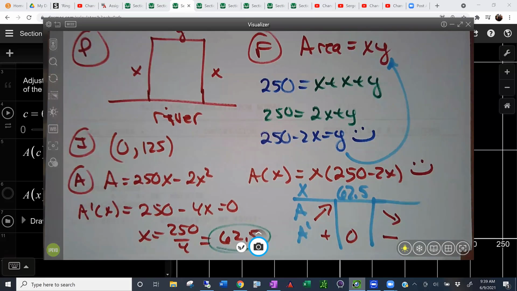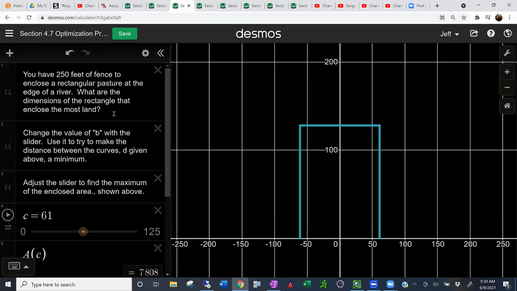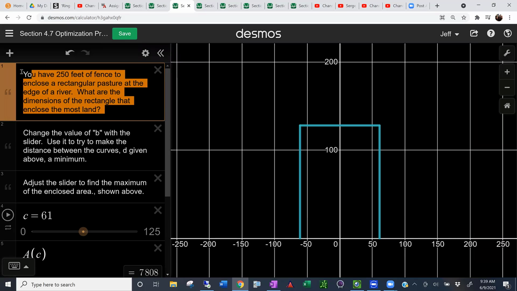Can you just remind me what the problem was asking us specifically for again? Sure, not a problem. So it's written at the top here. You've got 250 feet of fence and you want to enclose a pasture and you want to get the biggest area possible. What would be the dimensions of your plot?